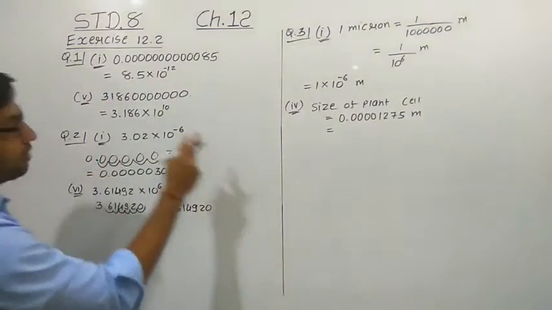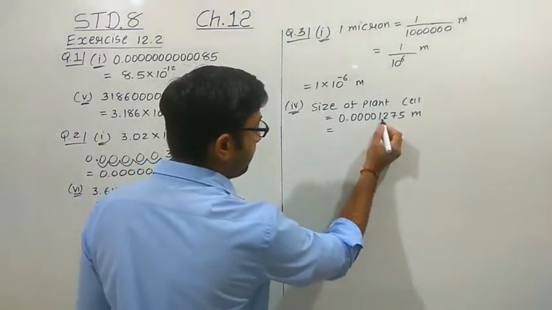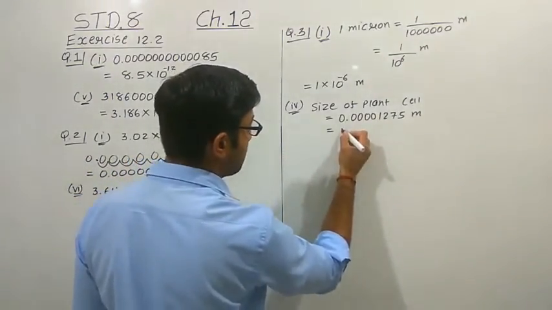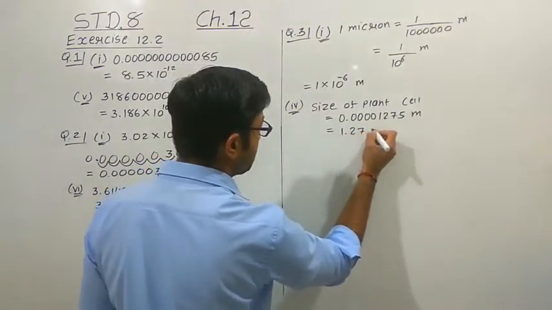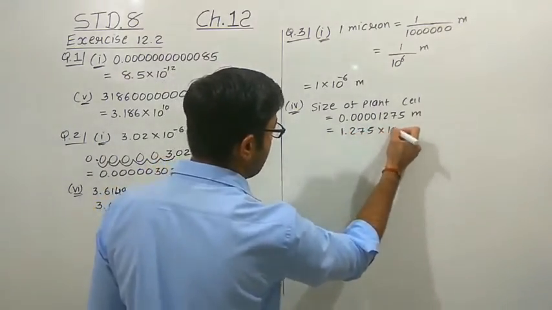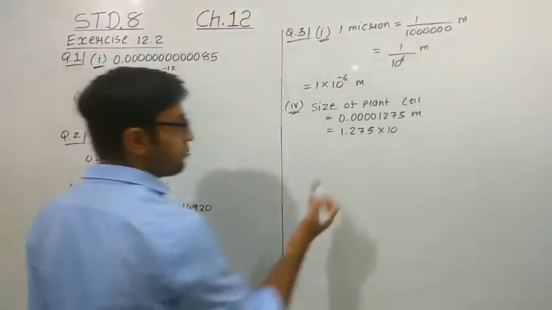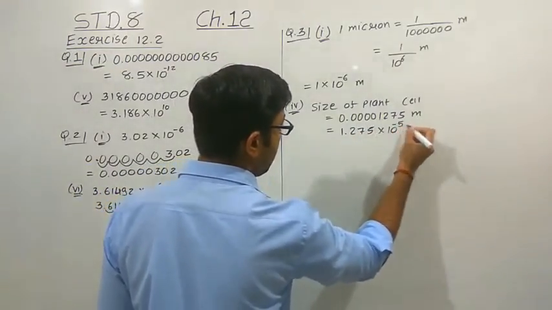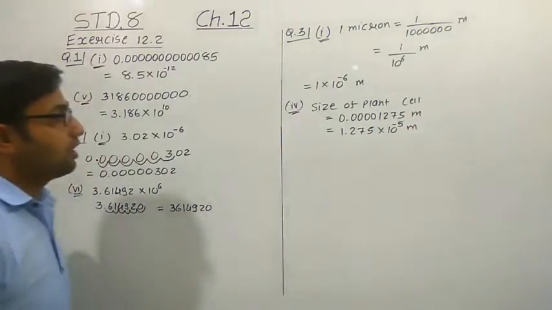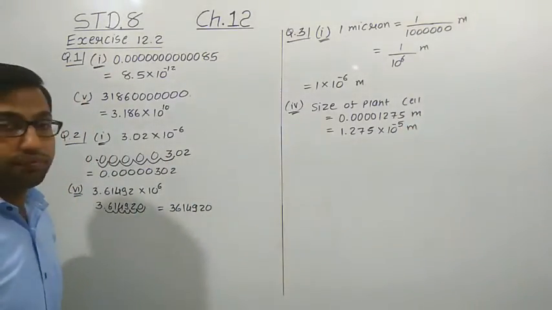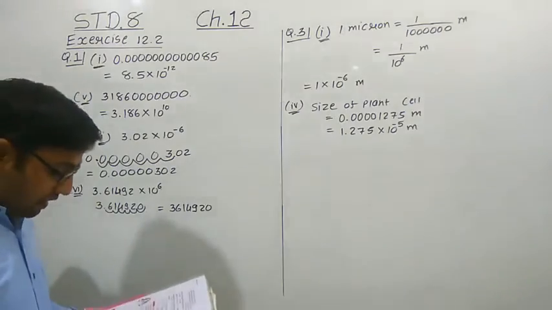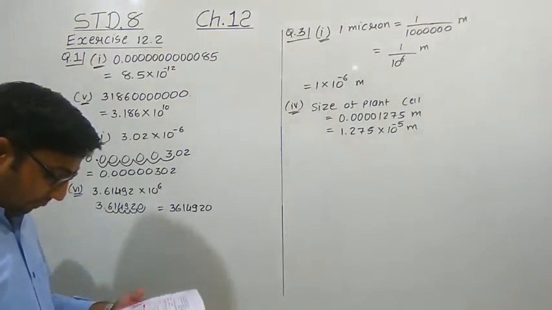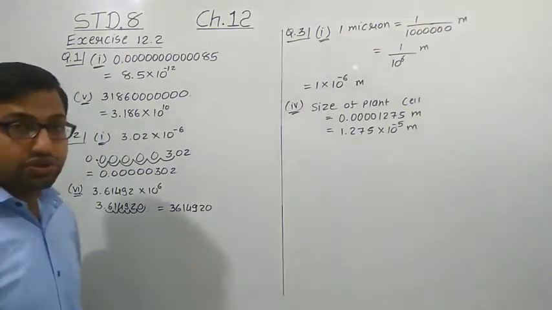We have to shift the decimal point to the right hand side after 1. So we write this number as 1.275 into 10 raised to. Now how many places have we shifted? 1, 2, 3, 4, 5. So minus 5 meter. This is how we convert this number into the standard form. Okay. So in this way, all other questions you can solve.